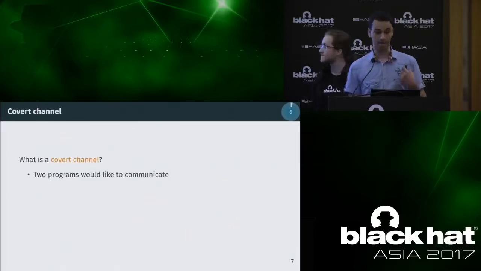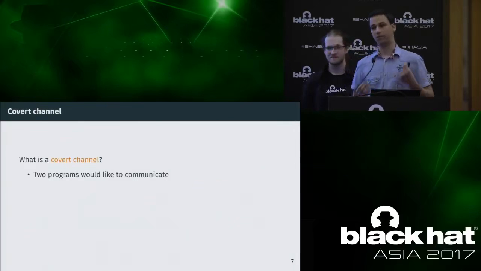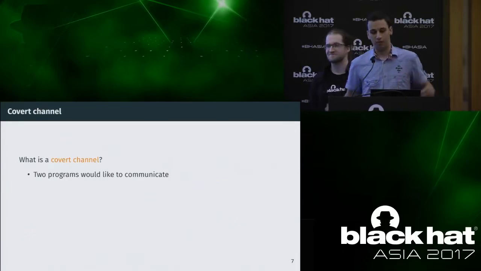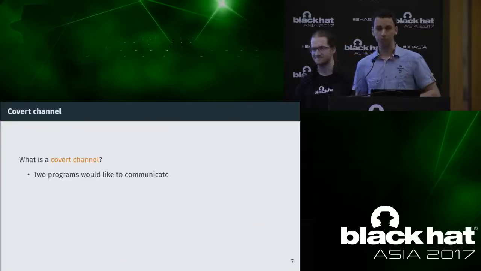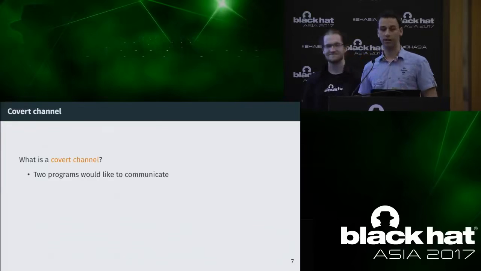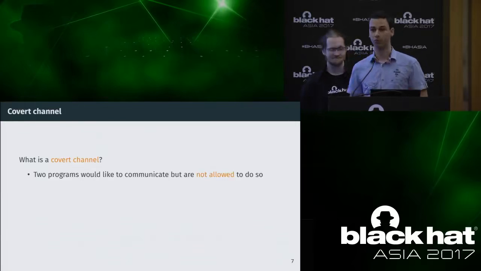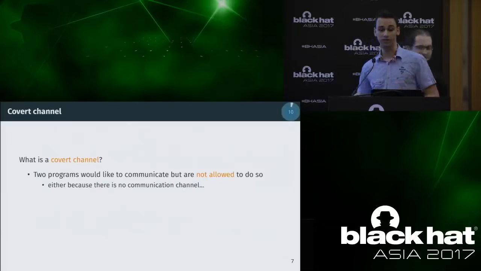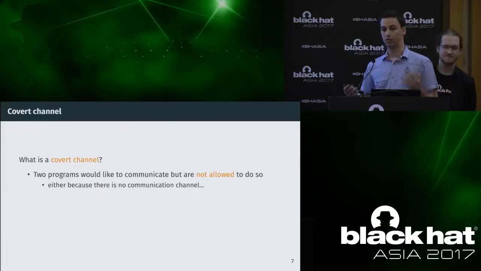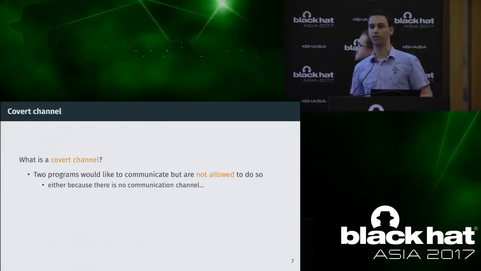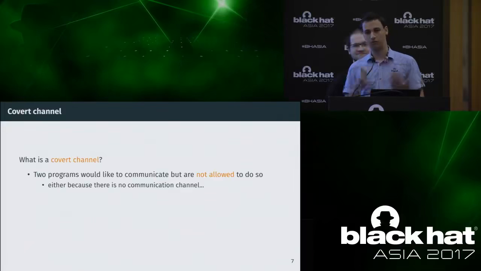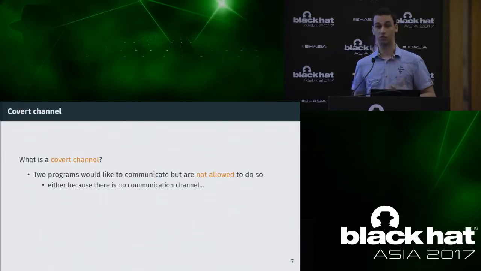So first, you might have wondered what is a cover channel. So we had it in the title. Maybe not all of you know what a cover channel is. So in a cover channel, two programs would like to communicate. But the problem is they are not allowed to do so. What does that mean? So either there is no communication channel, like you have virtual machines and they're not connected to the internet, there's no shared memory, there's no access to the file system, no shared clipboard, no inter-process communication, so no way to communicate. So it's just not possible.